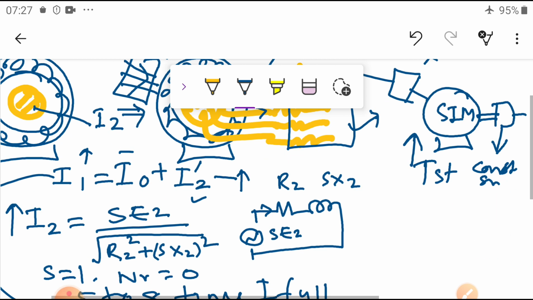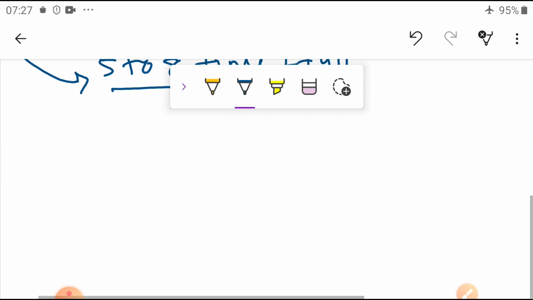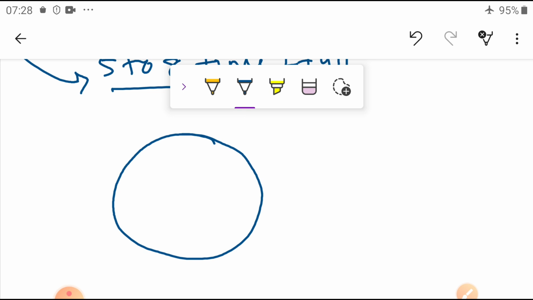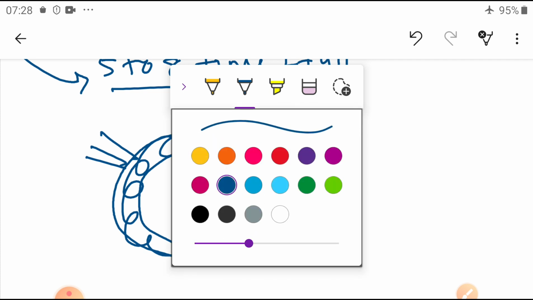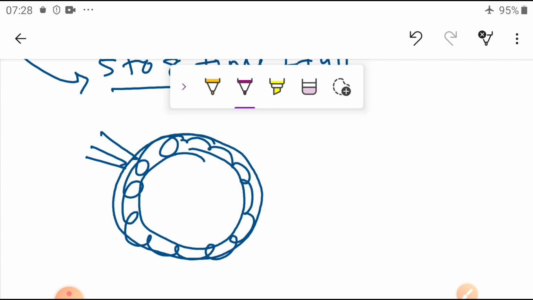So here I can give it at a glance. This is the stator winding. For example, we connected it in delta. The stator winding is connected here. Now this is the rotor winding. The rotor winding is also a 3-phase winding.